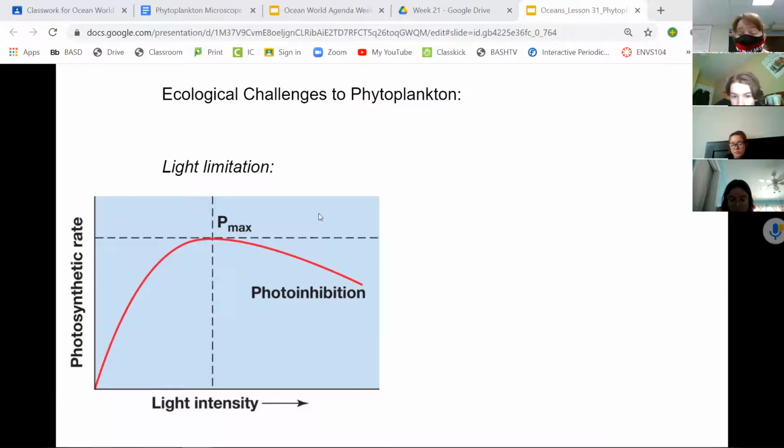So how do they do this? Because anything as small and as light as it is, if it doesn't have adaptations, is going to eventually sink. So some of the adaptations that phytoplankton have evolved to keep them from sinking quickly in the water column are the following. Number one, their shape.